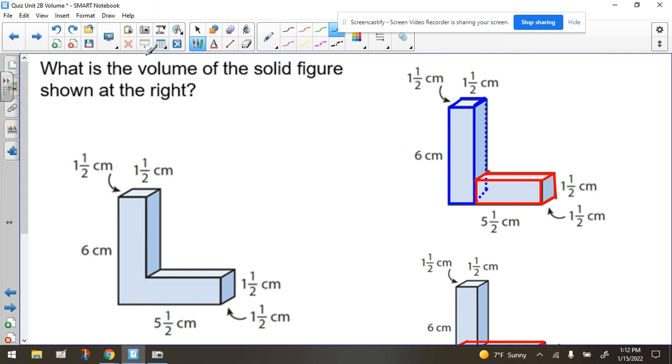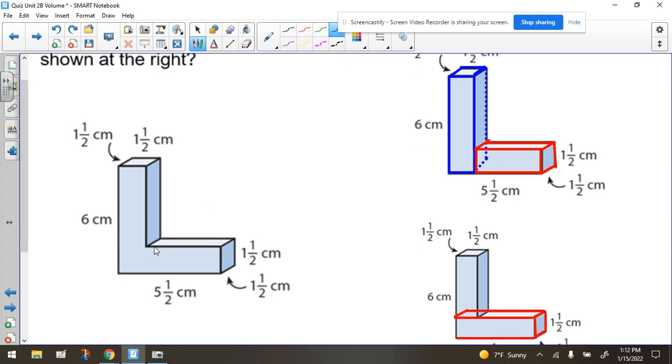Hey everybody, Mrs. Bianchi. What is the volume of the solid figure shown at the right? So I actually have it down here. And before you begin tackling this, you have to decide, how do I want to break this up? We have a couple options.